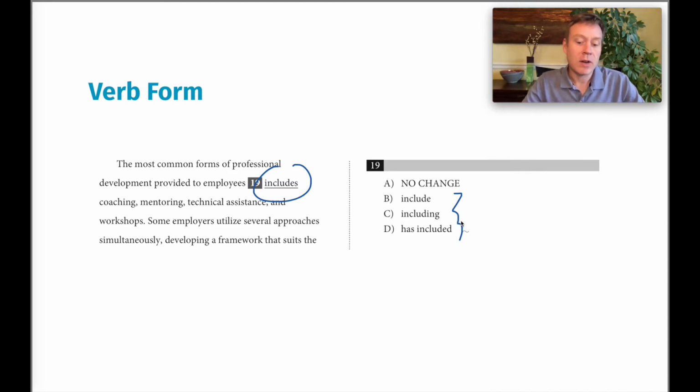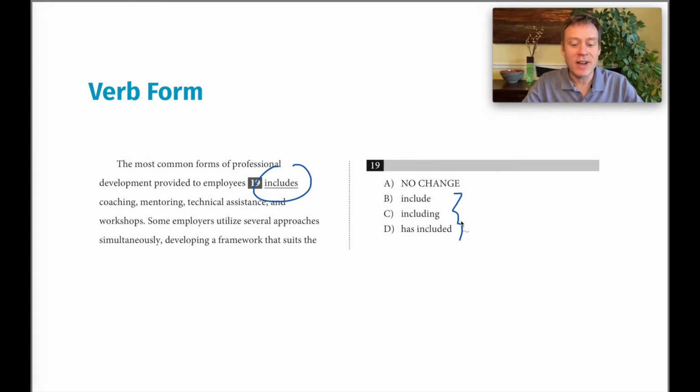So what do we mean by agreement? This means that the verb has to match the person and the number of the subject. On the SAT, you really only have to pay attention to the number. So that means you have to ensure that plural subjects get plural verbs and singular subjects get singular verbs. So that sounds pretty easy, right?